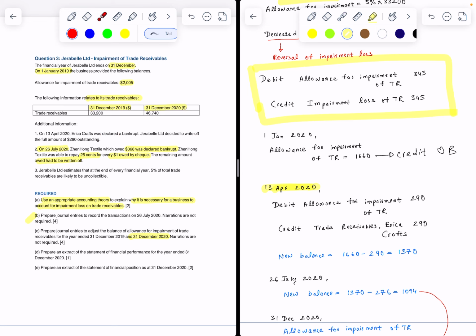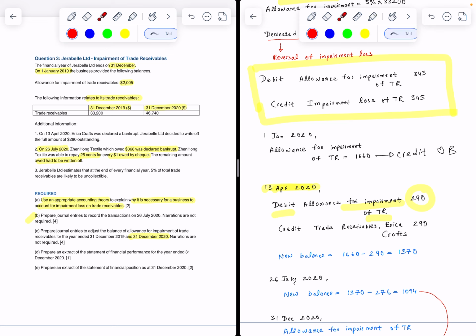So if Erica Crafts declared themselves bankrupt and the full amount now has to be written off, what's going on? When we know that we are writing off something, our allowance for impairment of trade receivable should go down based on the discussion we had in part B. So if allowance for impairment of trade receivables is going down, we will debit it. Why are we debiting the allowance for impairment of trade receivables again? Because allowance for impairment of trade receivables in itself is a contra asset account, which is specifically prepared to store all the uncertain amounts from our credit customers that we may not likely recover. Now that there is a confirmation, we know whatever amount was originally stored can now be reduced. And this is mainly happening because we are writing off the entire amount. So that's why, because the balance is going down, we will debit the allowance for impairment of trade receivables by $290, which is the entire amount that we're writing off for Erica Crafts.